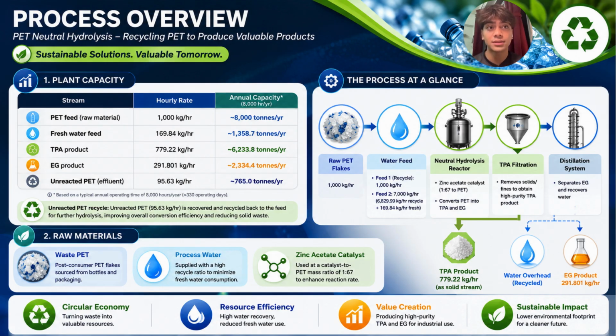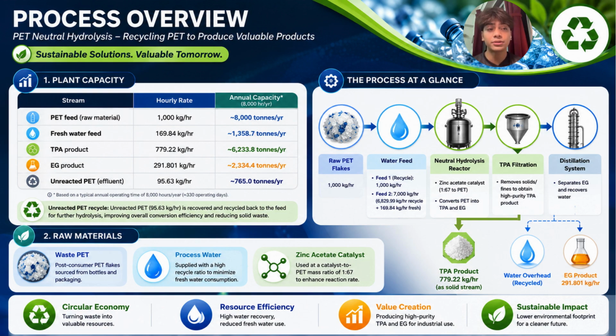Hello everyone. So our process is designed to monetize 1,000 kilograms per hour of raw post-consumer PET waste flakes, which equals an annual capacity of 8,000 tons over an 8,000-hour operating year. To maximize resource efficiency, a massive water recycle loop of 6,829.99 kilograms per hour is utilized, minimizing fresh water intake to just 169.84 kilograms per hour.